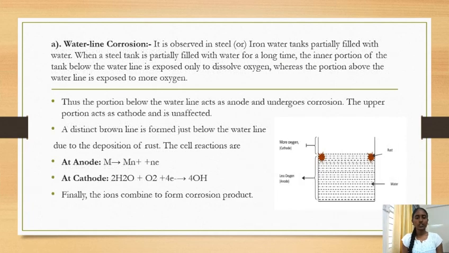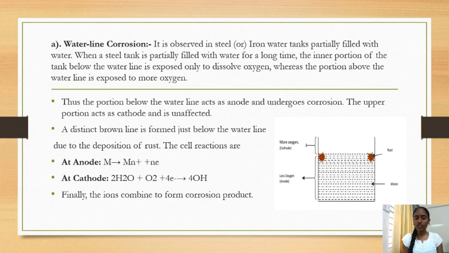Waterline corrosion is observed in steel or iron water tanks which are partially filled with water. When a steel tank is partially filled with water for a long time, the inner portion of the tank below the water line is exposed to dissolved oxygen, where it does not get corroded, and the portion above the water line is exposed to more oxygen.